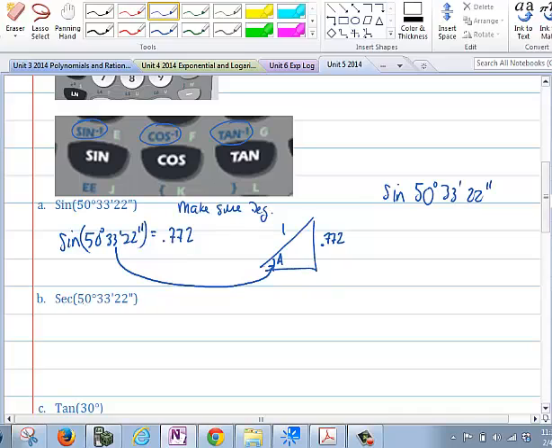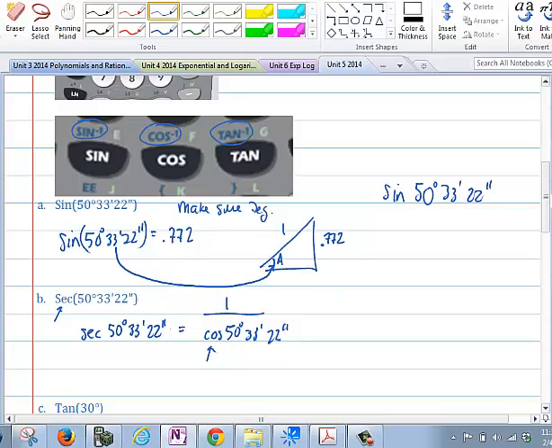Now we come to the next problem. If you notice, the calculator does not have a secant button. So you have to remember that the secant of 50 degrees, 33 minutes, 22 seconds is equal to the reciprocal of cosine. So we first calculate the cosine of 50 degrees, 33 minutes, and 22 seconds, and then we flip that fraction, or take the reciprocal. Notice you do have a button for the cosine.